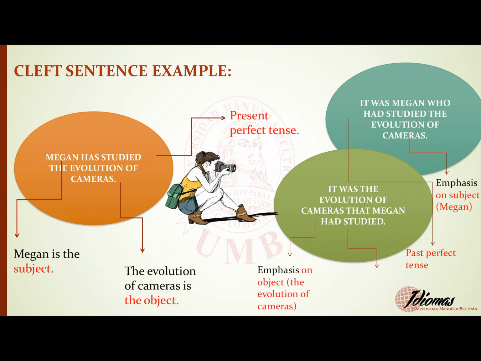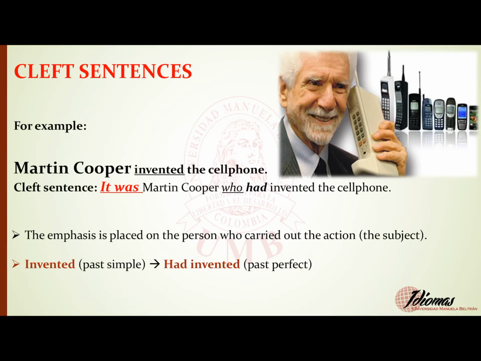Guys, if you pay close attention, you will understand what a cleft sentence is all about. Just read carefully and you will understand. Another example, Martin Cooper. Guys, do you know Martin Cooper? He invented the cell phone. So a cleft sentence for this could be, it was Martin Cooper who had invented the cell phone. Note carefully that we have changed the word "invented" from past simple to past perfect.